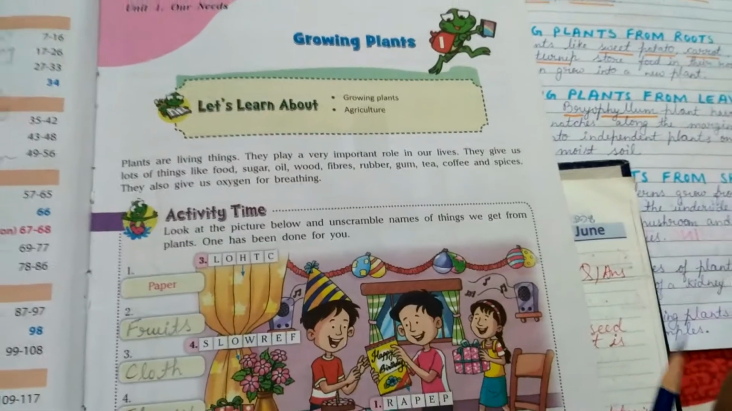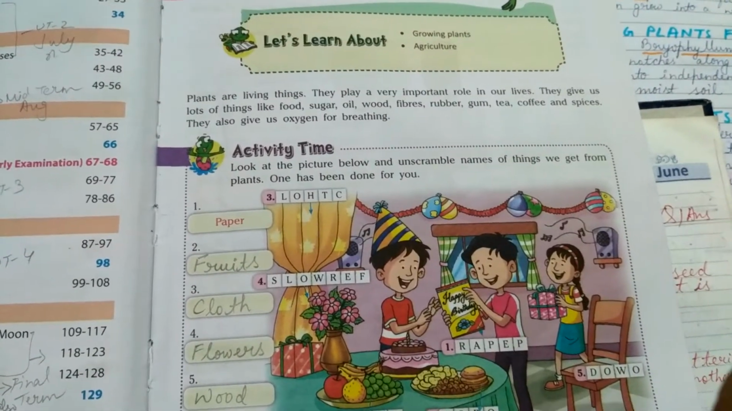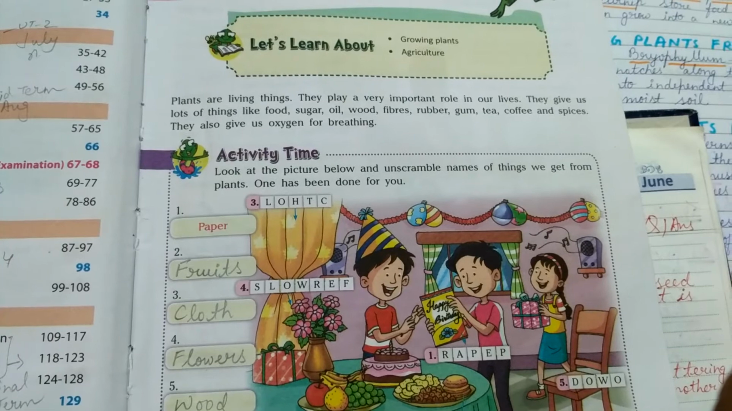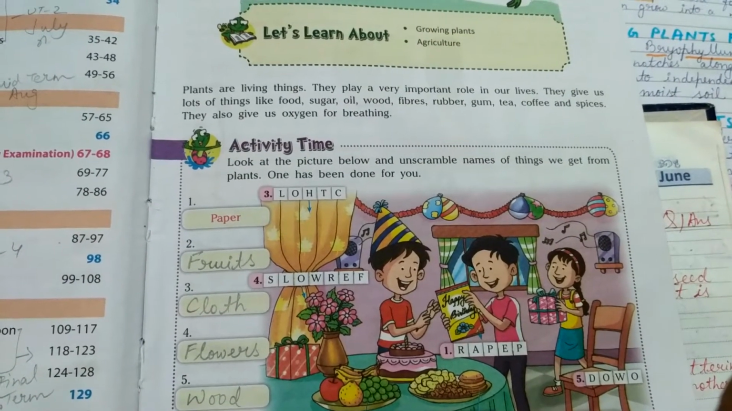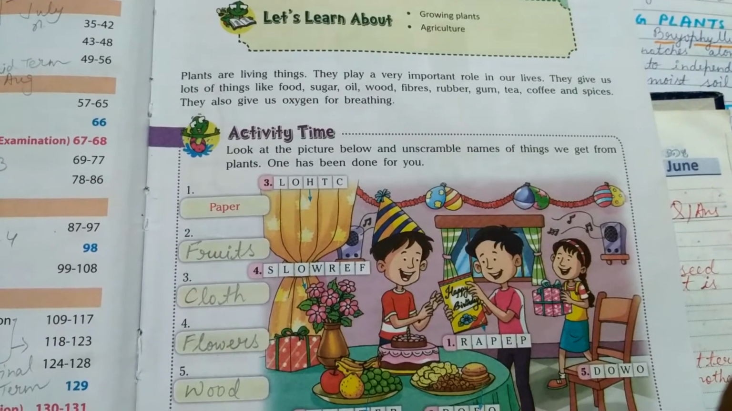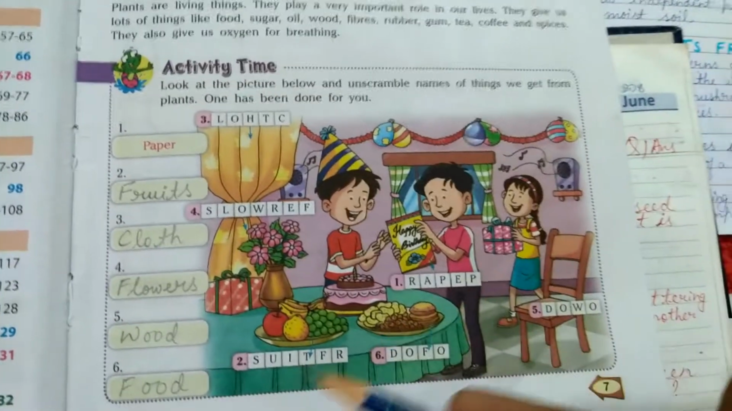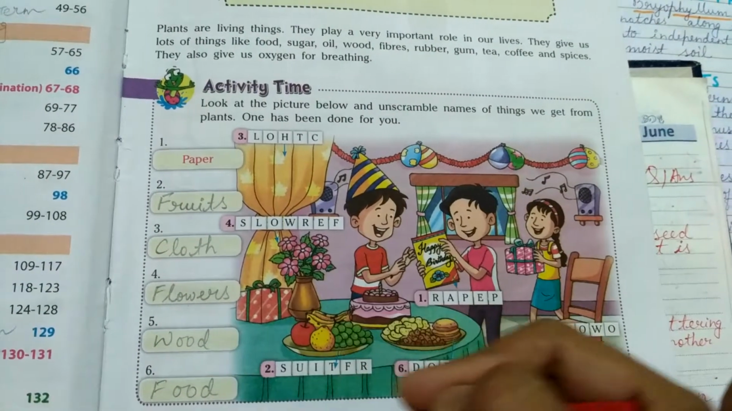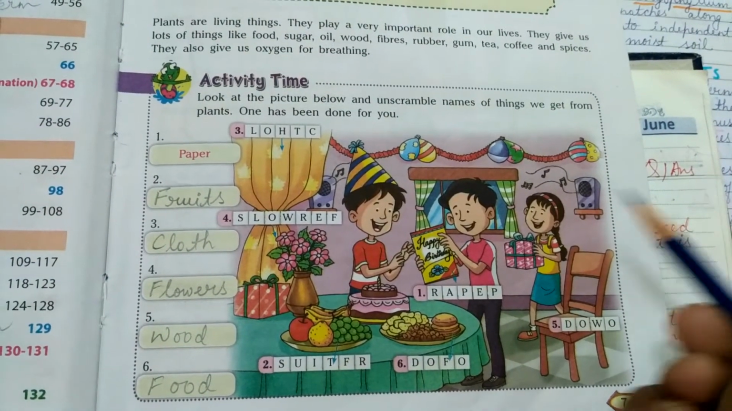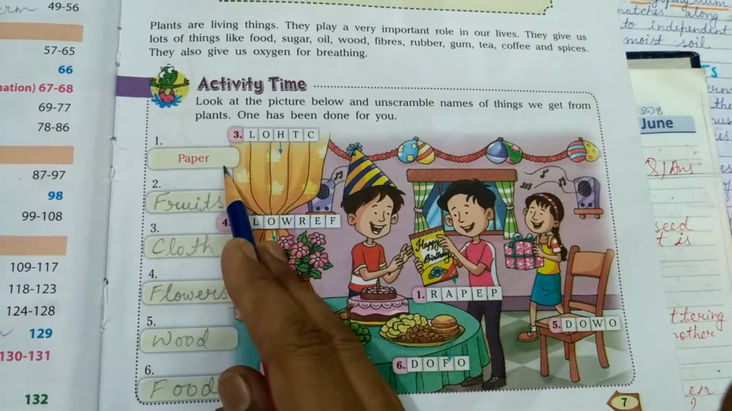Already I have uploaded the videos of the explanation of the lesson as well as the book exercises and question answers, but once again I am uploading the video so that you can do your work more properly from now onwards. So the very first page, that is page number 7 of your science course book, as you can see over here, there is a pictorial activity in which the first one is done for you.